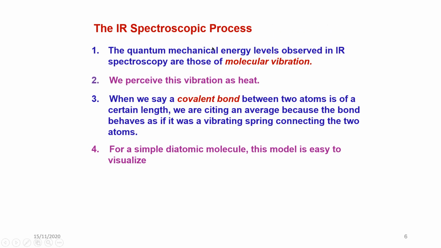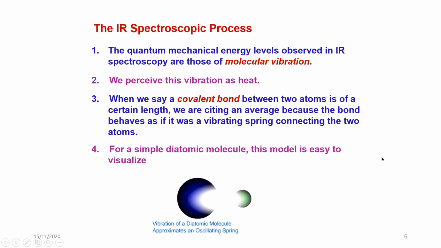The absorbed IR radiation will cause vibrations in a molecule. That means when we say a covalent bond between two atoms is of a certain length, we are citing an average length, because the bond behaves as if it was a vibrating spring connecting the two atoms. For a simple diatomic molecule, this model is easy to visualize.